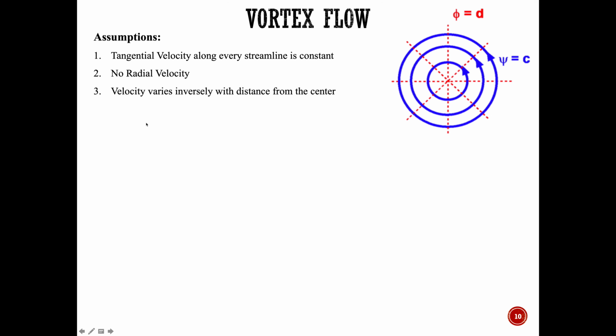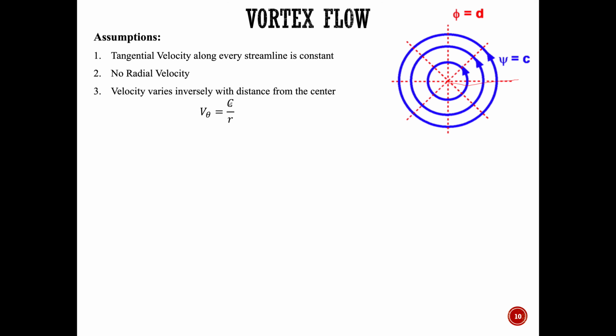So let me put this in equation format. V theta, again Vr is pretty much 0, so you're just left with v theta, which varies inversely with the radius. That means as you move farther from the center, your velocity, or v theta, goes down. And c is just a constant.